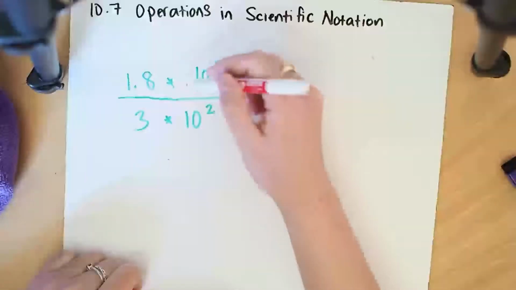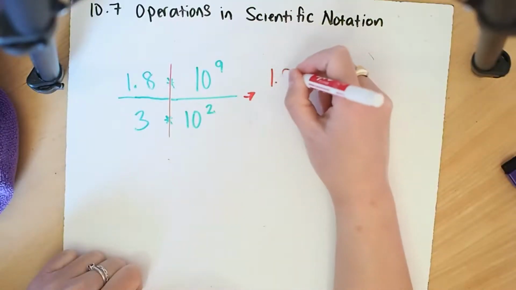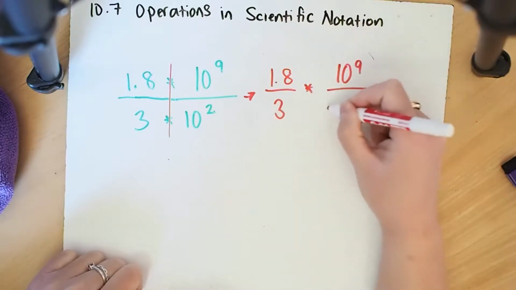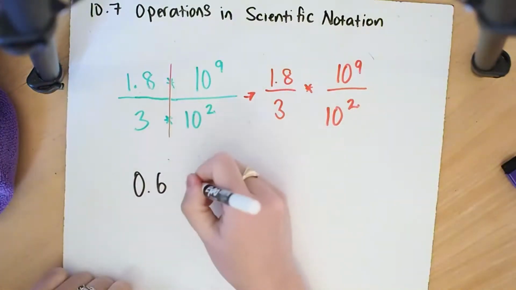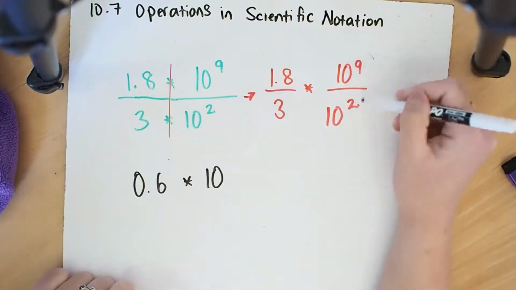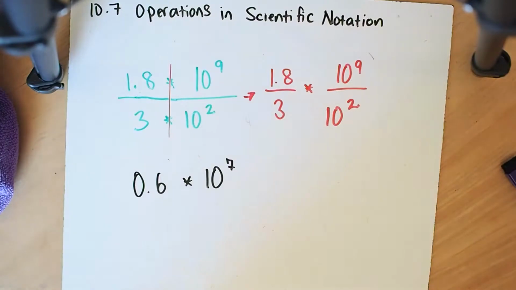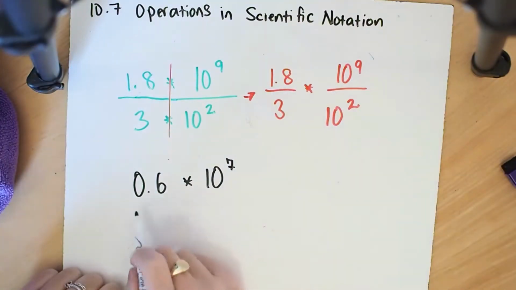We can just go ahead and split it right now without doing any of that factor balancing. We can just rewrite it as 1.8 divided by 3 times 10 to the 9th over 10 to the 2nd. What you're then going to get is 0.6 times 10 to the 9 minus 2, which is 7. But again, that's not in scientific notation, so you're still going to have to do some factor balancing. This doesn't have one number in front of the decimal.